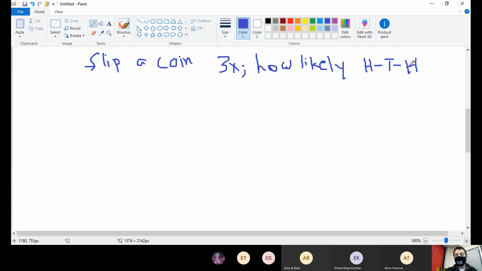Now, if we're using the multiplication rule, we're just going to simply multiply each of those probabilities. On the first one, what's the probability I get a heads? 1 out of 2. And then if I go again, what's the probability of getting a tails on the second flip? 1 out of 2, a 50% chance. And on the third time, what's the probability that I get heads? 1 out of 2. If I multiply those all together, I will get 1 out of 8, and we want to keep that in mind.